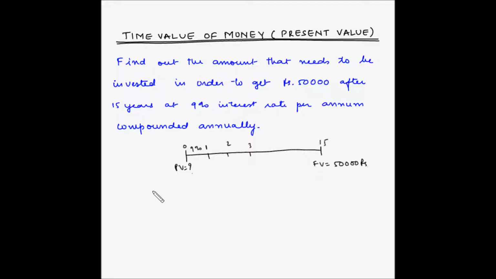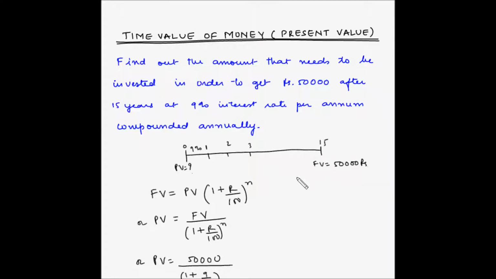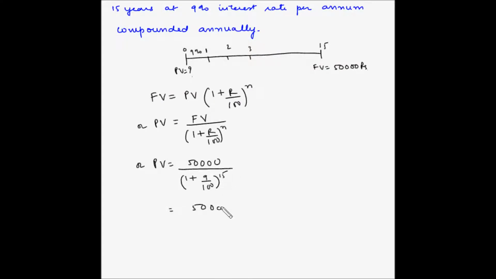So now the formula for future value is FV is equal to PV into (1 plus R by 100) to the power n. So here we have to find the present value. So we'll keep PV on one side and take everything else on the other side. So our formula becomes present value is equal to FV divided by (1 plus R by 100) to the power n. Now future value is 50,000, R is 9%, so 9 by 100, n is 15 because the tenure is 15. So 50,000 divided by 1 plus 0.09 to the power 15, so this is 50,000 divided by 1.09 to the power 15.